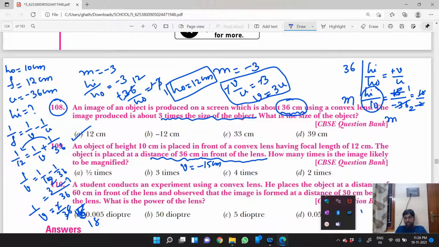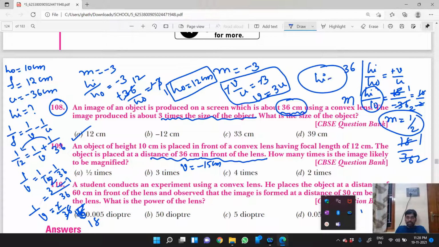If we calculate, m is equal to 18 by 36, which is 1 by 2. The height of the image is 5, and the magnification is 1 by 2. So how many times magnified? Half time magnified is the answer.